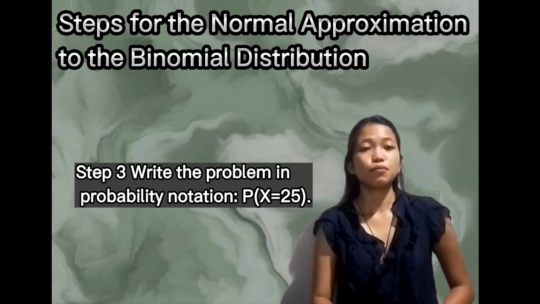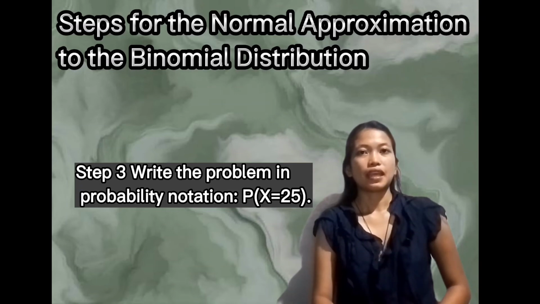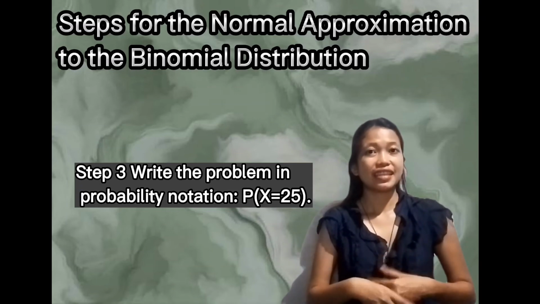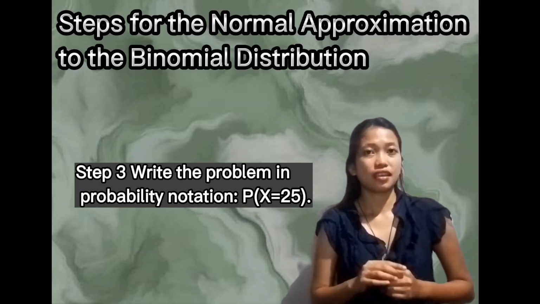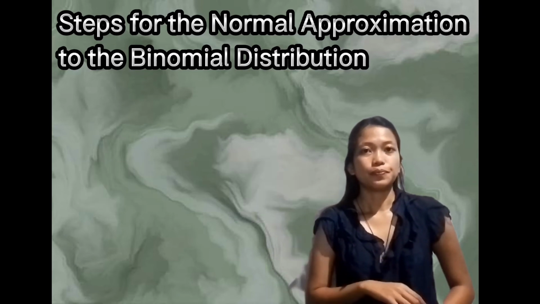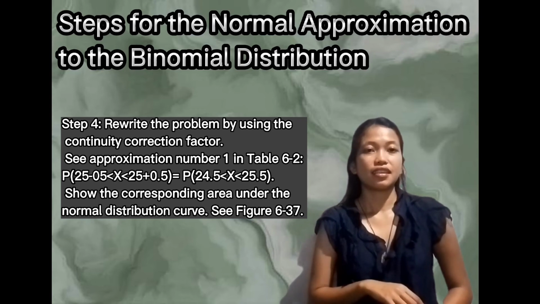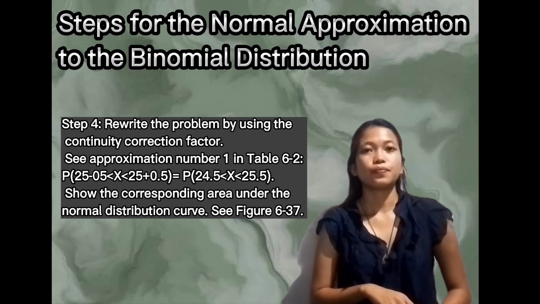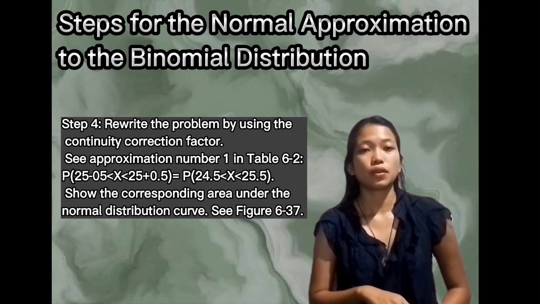Write the problem in probability notation. Since it is said here that exactly 25 say they read the newspaper while driving, so P of x equals 25.